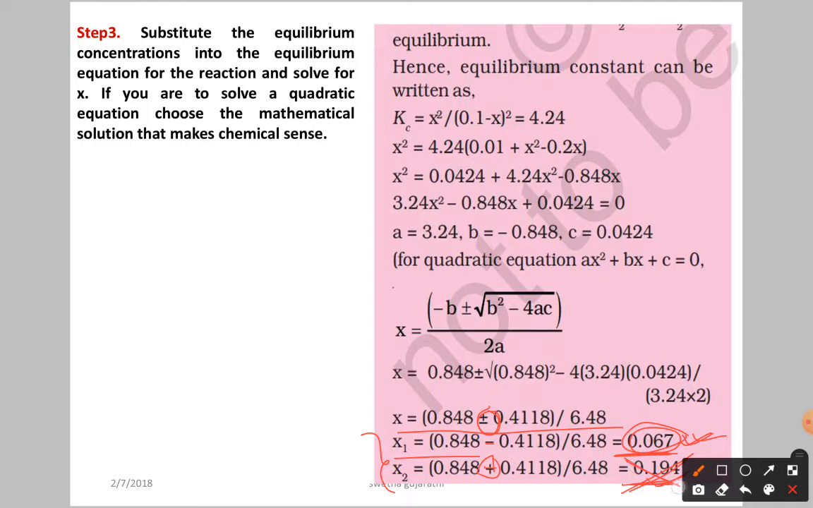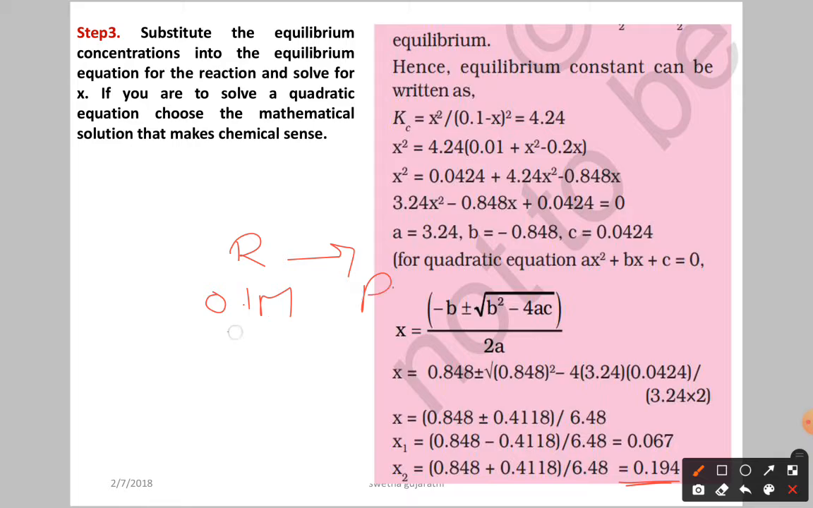So now we are going to take one value and exclude the other. Why? Because the initial concentration is already given in the data, that is 0.1 M. Now if you see the value here, we get 0.194. It should not be more than the initial concentration. I hope you understand the meaning of this: initially we already have 0.1 molar.